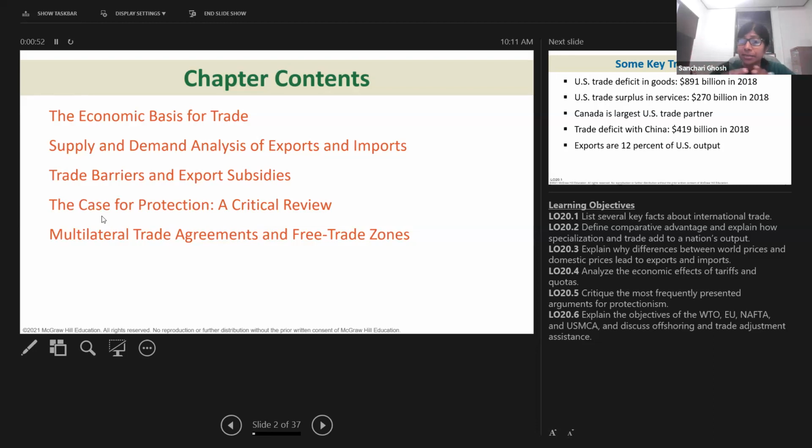Supply and demand analysis goes hand in hand. Chapter 3, demand and supply in microeconomics, and we have used demand and supply curves all through our course. So the supply and demand analysis of exports and imports, now opening it up, how do we manage international trade, trade barriers, export subsidies, a case for protection, and talking about some of the multilateral trade agreements like GATT, like NAFTA, etc.